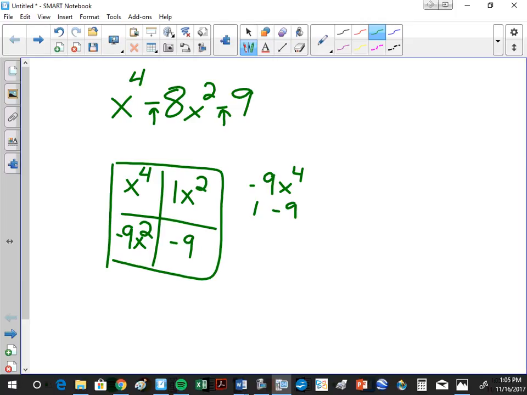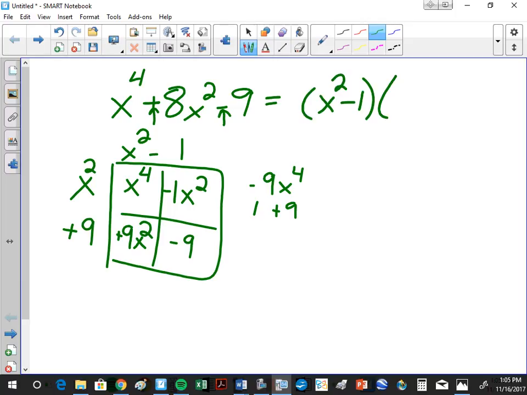Oh, did I do this wrong? I did. Oh well. I wanted this to be a plus. Sorry. I end up with x squared minus 1 and x squared plus 9. My factors are x squared minus 1 and x squared plus 9.